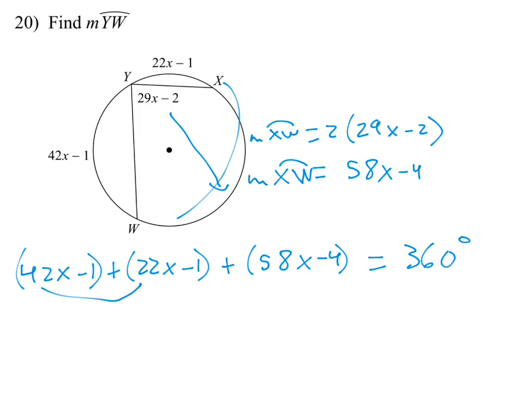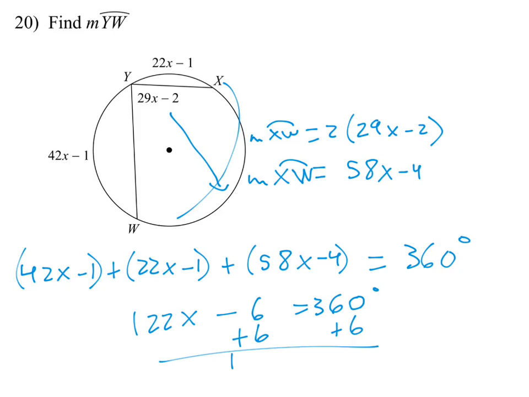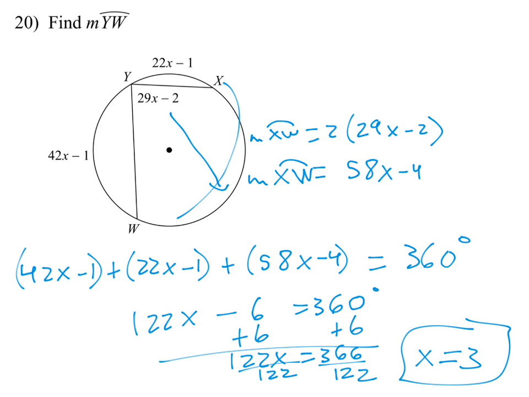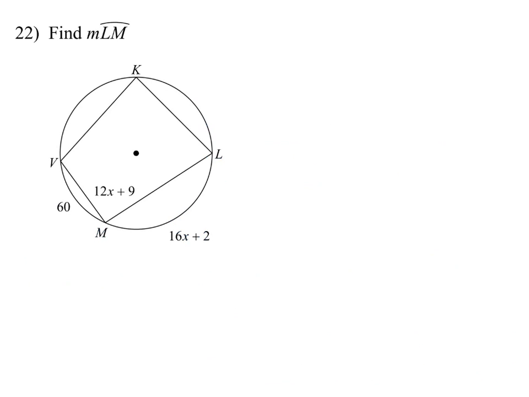Let's see, 42, 22, 58. Do some simplifying. Pause it if you need to. Alright, sorry, I had to grab a little calculator. I didn't want to do that in my head and mess it up. Alright, so we got 122x minus 6 equals 360. Just a couple of solving steps here. 122x equals 366. And divide both sides by 122. And you're looking at x is 3. Yay, we figured out the answer. Go us.